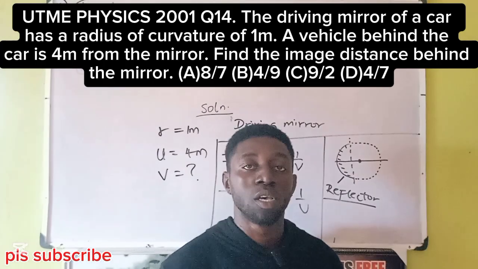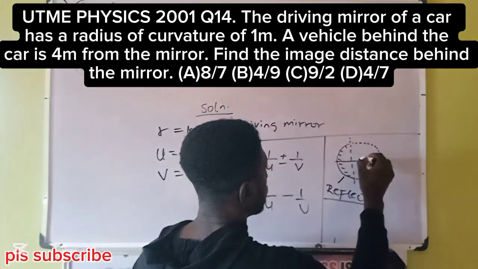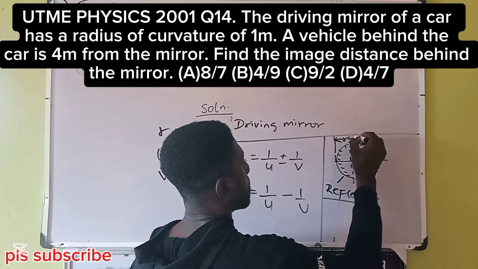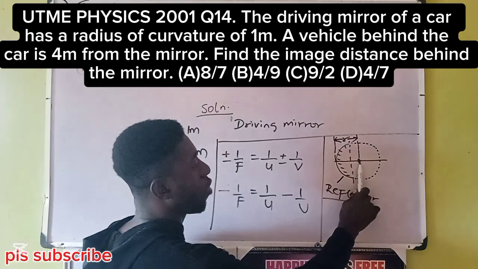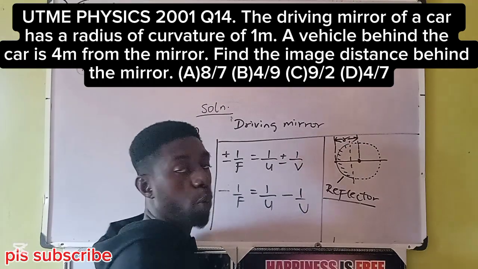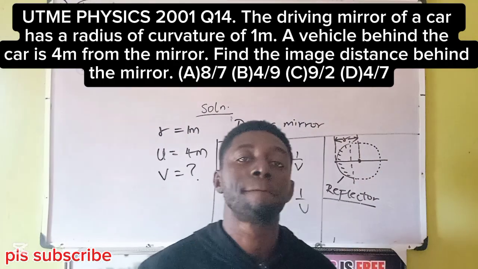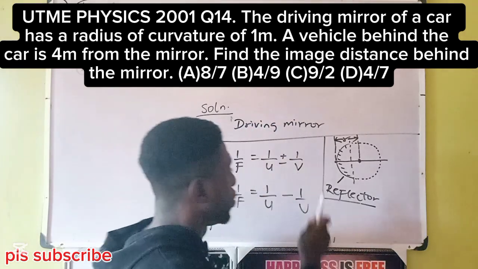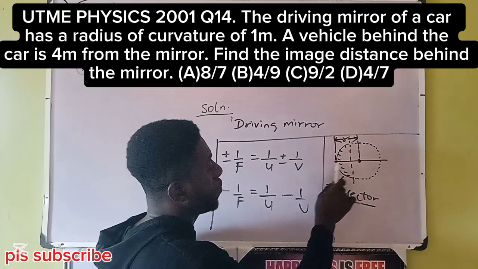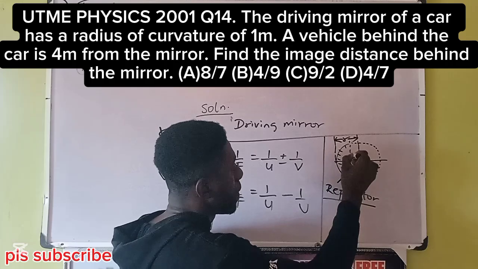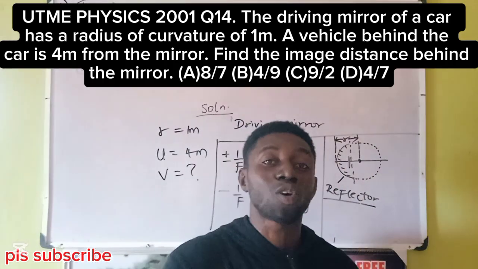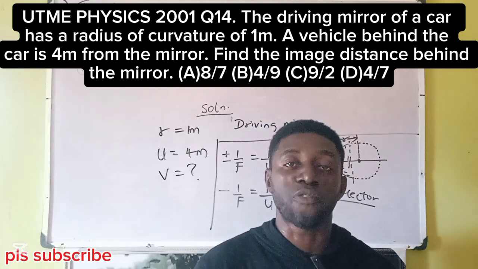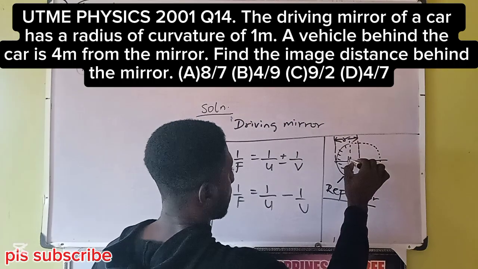The principal axis. So the gap from the center of curvature to the center of the mirror, called the pole, is what we call the radius of curvature. Then half of your radius of curvature is your focal length. Radius of curvature divided by 2 is our focal length. Therefore, this is the focal length.